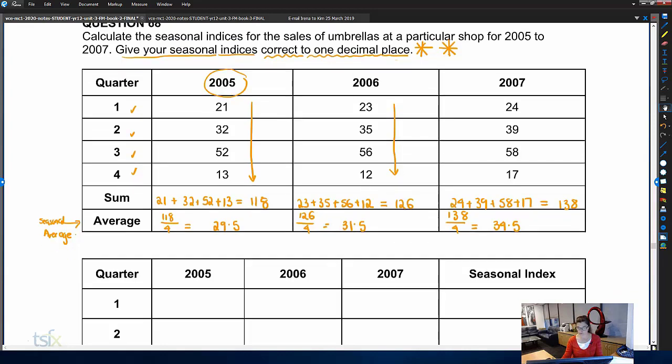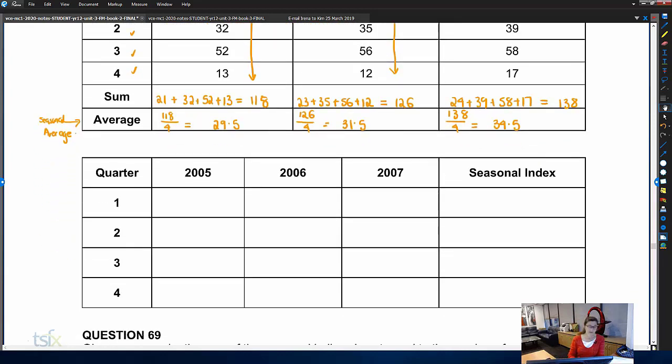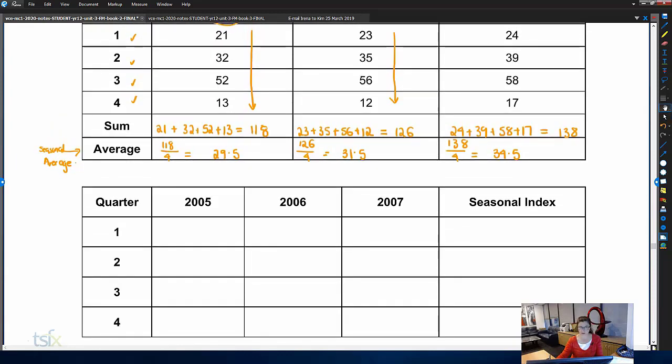Now we need to move to the next step. The next step is to work out our seasonal proportions. I'll just lower that a little bit so you can see the original data. You take the original data, 21, and divide that 21 by 29.5, the seasonal average. Now remember I said I'm going to list my answers for the seasonal proportion.